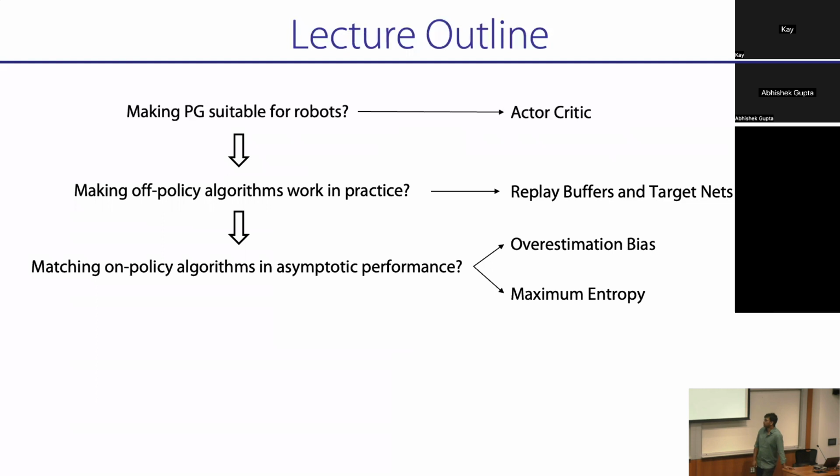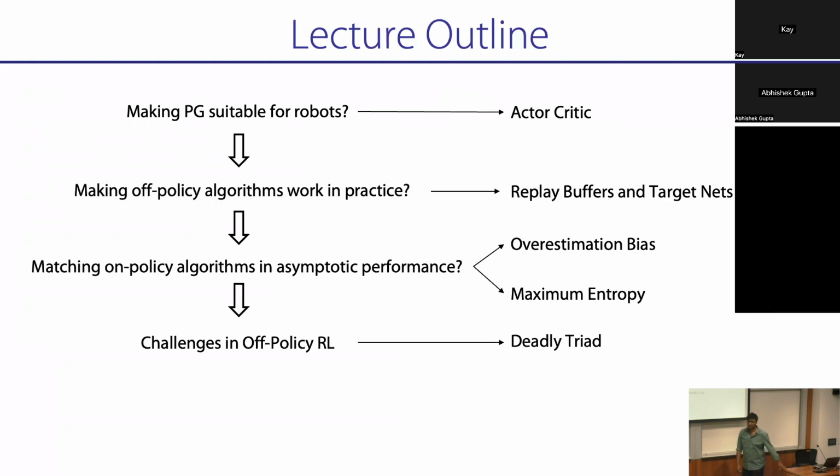In robotics. Then we'll talk about how do we get them to match PPO and the best on-policy methods in terms of their asymptotic performance. So if you let it train for a while, at least it should be as good as the other methods. And so we need some more changes to get there. And then we'll talk briefly about some challenges, like what makes it difficult. And we'll leave open problems for next lecture.